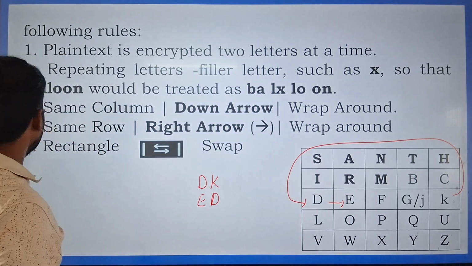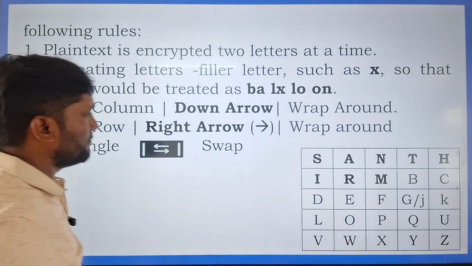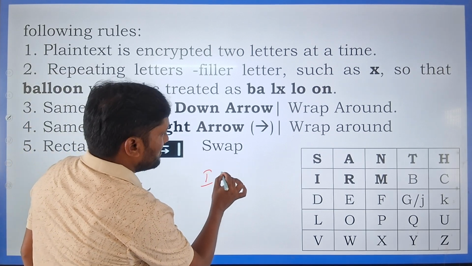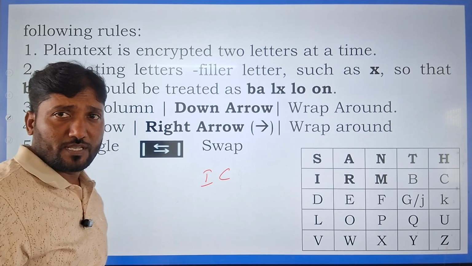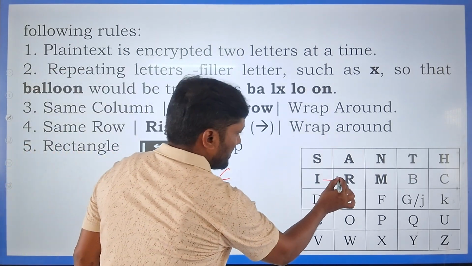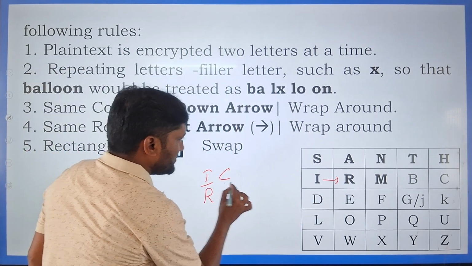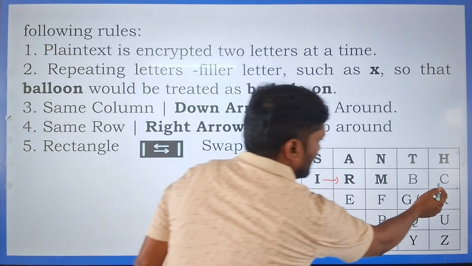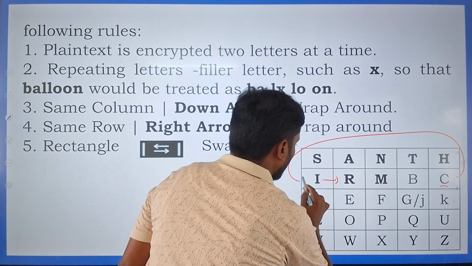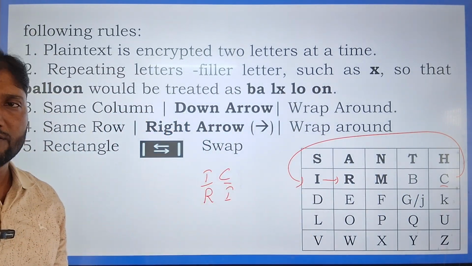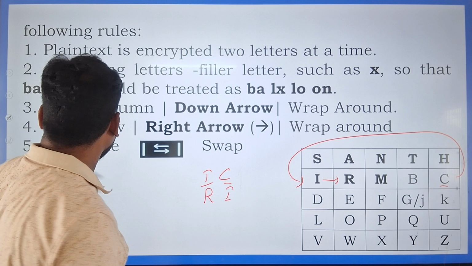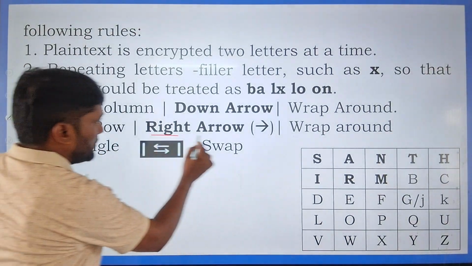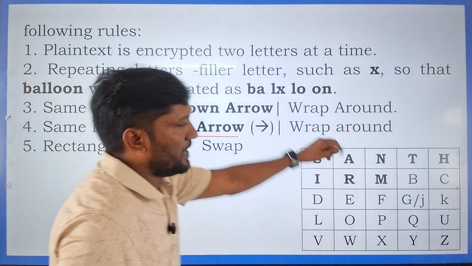One more simple example to understand the fourth rule clearly. Suppose we take I and C. What is the next letter for I? That is R. And for C, it can wrap around. What is the next letter for C? That is I. So this is the same row, then we take the right arrow, wrap around.